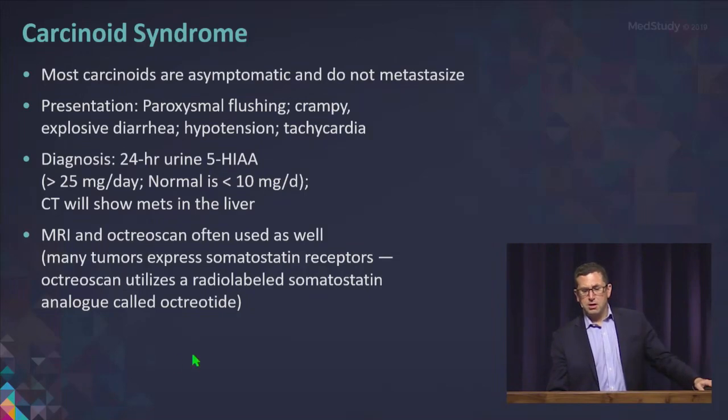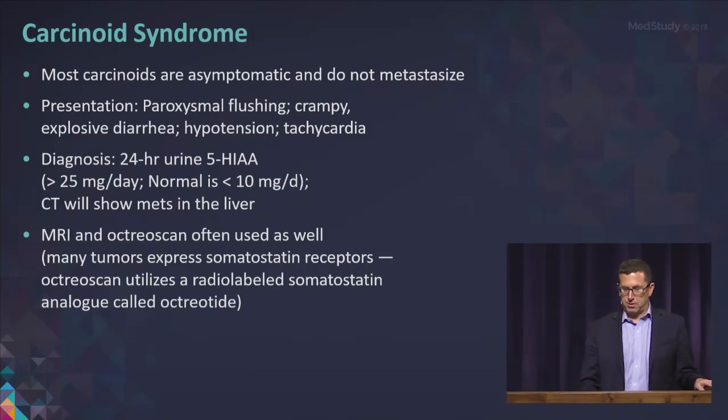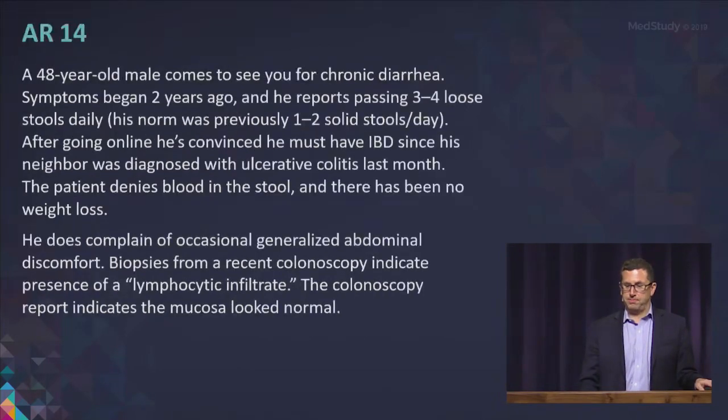You could also do an MRI and possibly an octreotide scan. Many tumors express somatostatin receptors, and octreotide scans utilize radiolabeled somatostatin, an analog called octreotide. So that's why an octreotide scan would be useful in carcinoid to diagnose carcinoid syndrome.